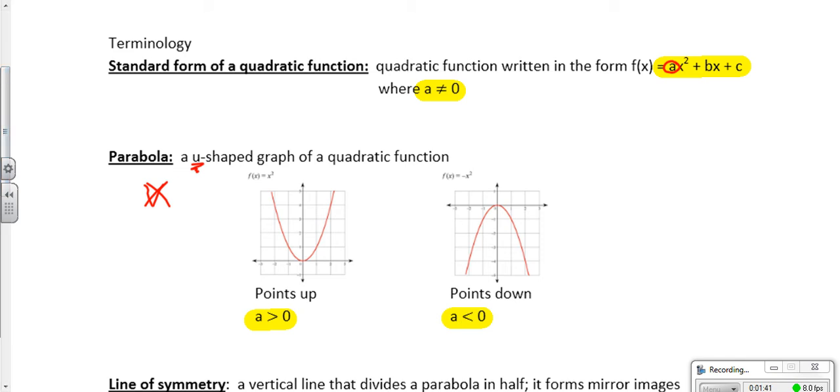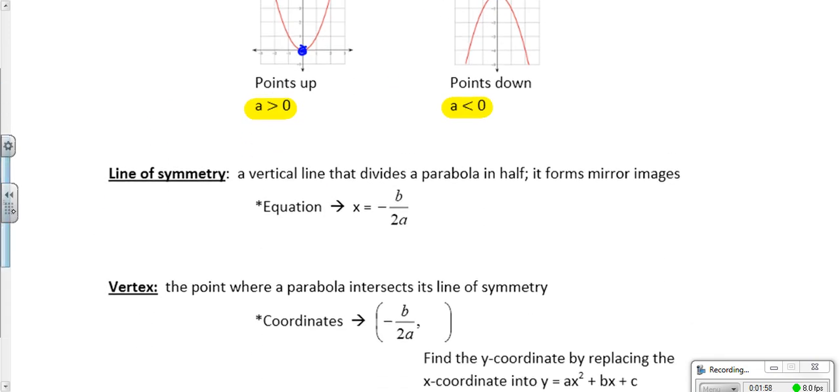Now remember the emphasis here. We said that if we have a parabola that's opening upward, then this point right here becomes a minimum. That's called the vertex. If it opens downward, this point right here becomes the maximum, again representing the vertex.